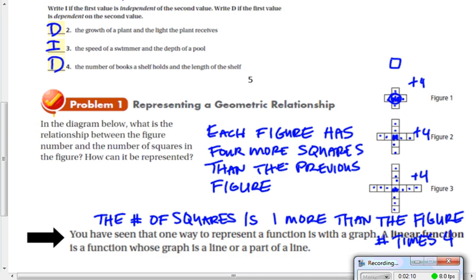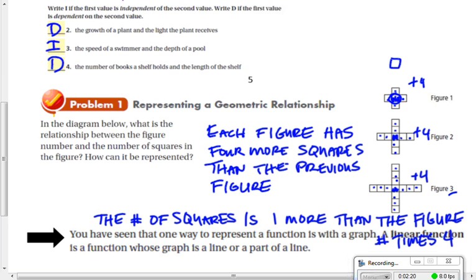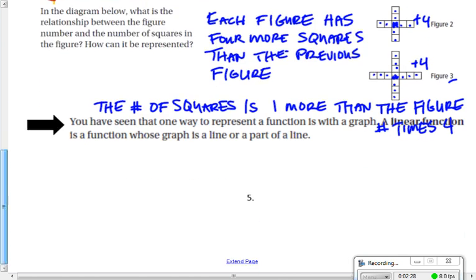And also thinking of this as a linear function, we can say that the number of squares is 1 more than the figure number times 4. So if we took 3 times 4 and then added 1, we would get the number of squares in the figure. Which means we could also represent this with a linear equation, which is what we're going to do in this next one.